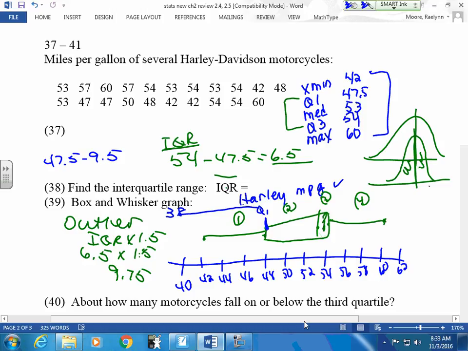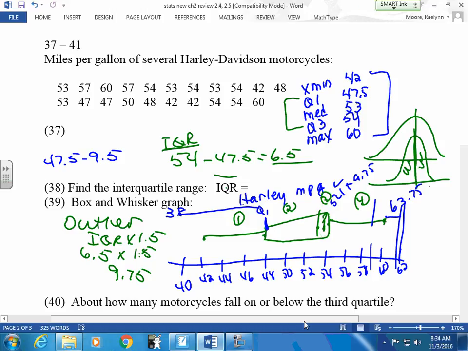I do the same with this. Remember, you're only given 2 quartiles to work with. Work with the Q's. I take my quartile 3, which is 54, and I add 9.75. This is going to give me 63.75 out here somewhere. Do I have anything that lies out here? I have no outliers. If it fell here, then this guy would be an outlier. So use your box and whisker graph to see where it falls.